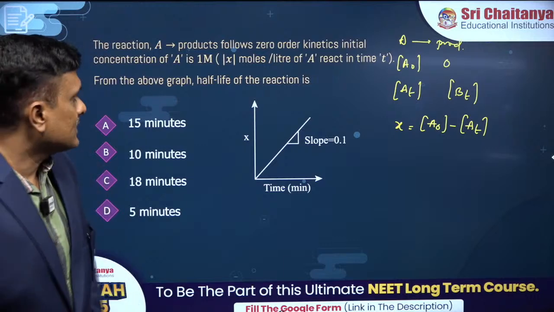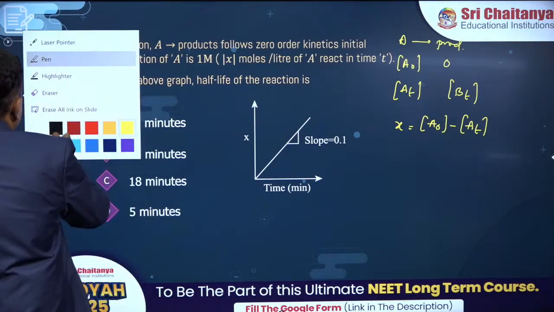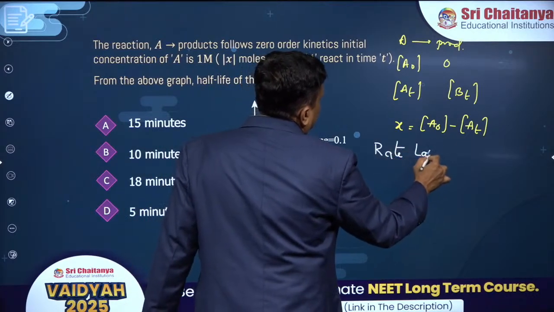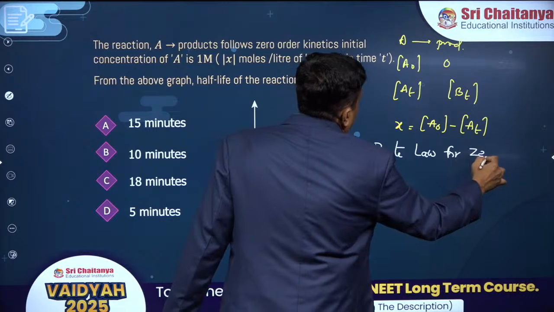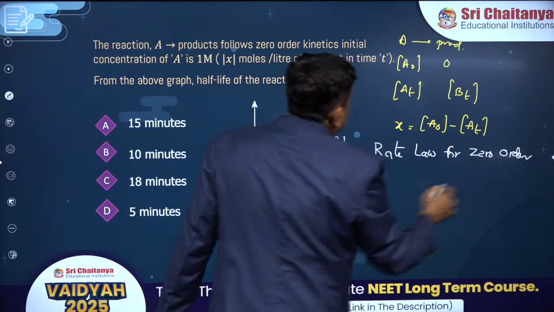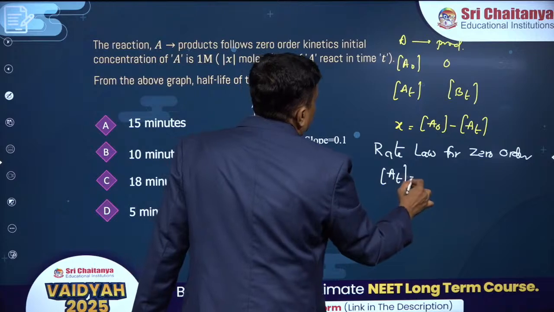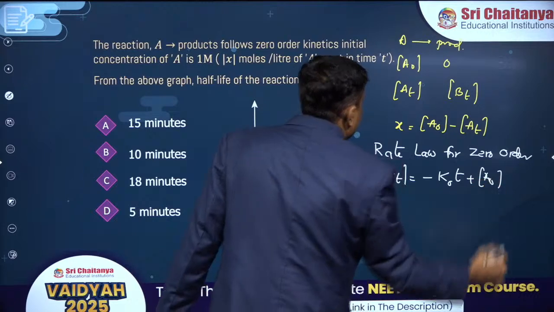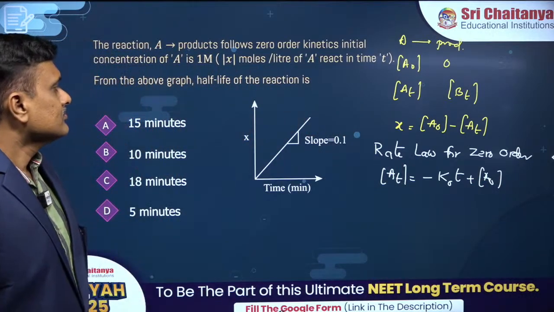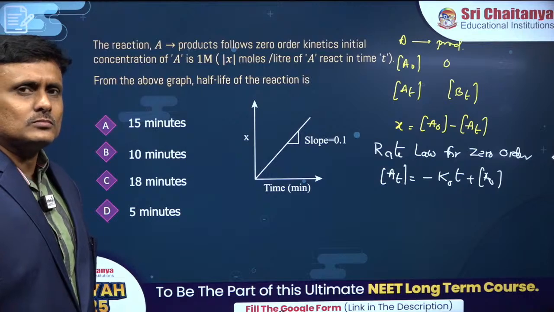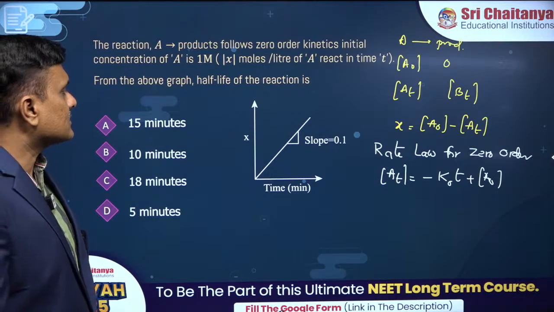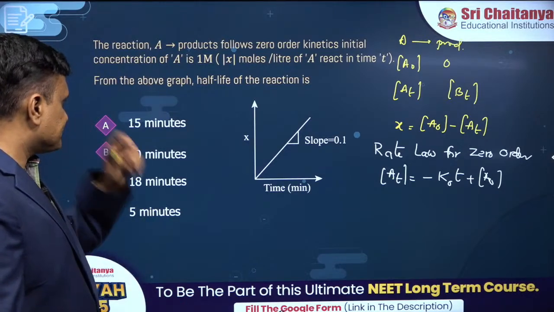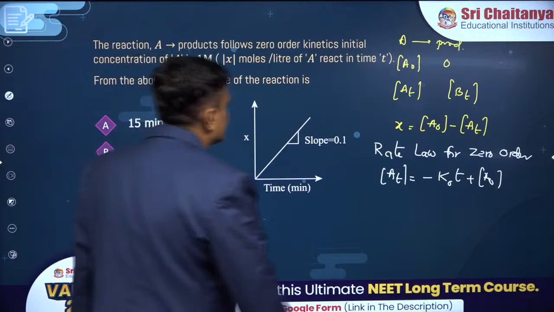Now you know the equation, right? You say that the rate law, listen to me carefully. When you write the integrated rate law for a zero order reaction, At equal to minus kt plus A naught. Is it so? Or A naught is equal to minus kt plus, so I think it is this, right? So you have to write this in terms of that.